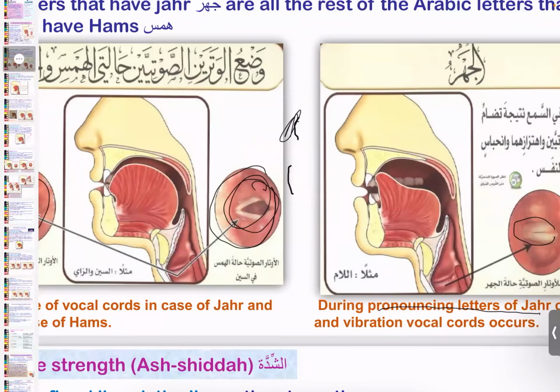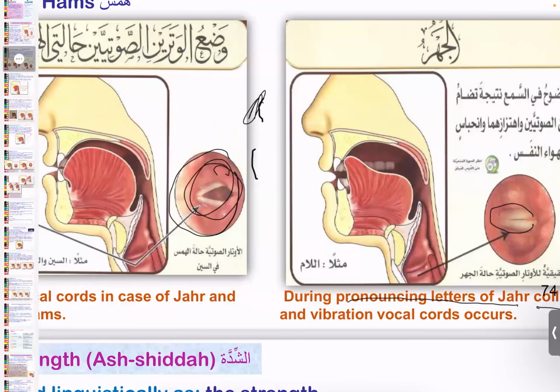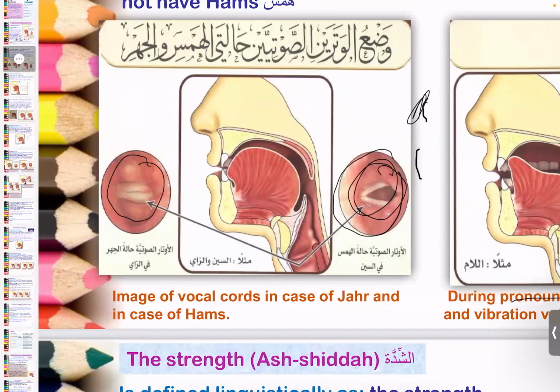Now let's look at the letters. One of the letters of Jahar is the letter Lam. Here there is reliance on the articulation point, because you see the edge of the tongue is touching the top eight teeth. So this again is a letter of Jahar. And if you look at the letter Seen on the left over here.